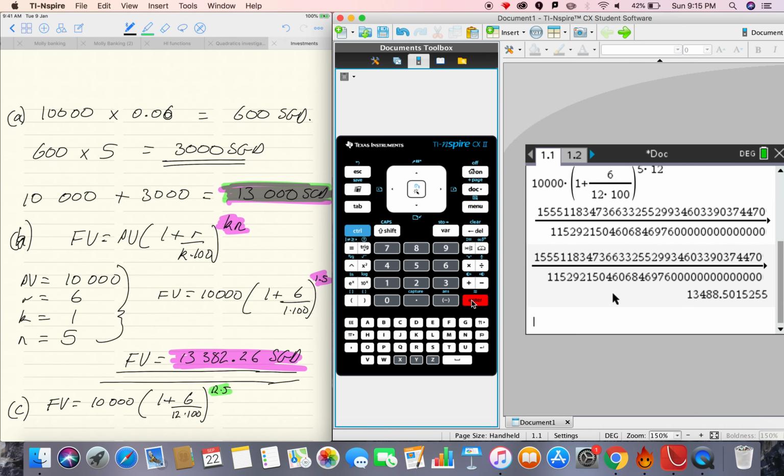All right, and we've got a particular answer now, which is 13,488.50. So if you think about the 3 values we've got here. The first one was simple interest, which just really doesn't exist in today's society, 13,000. The second one was compounded yearly, 13,382, and the final one was compounded monthly, 13,488. So you can see the extras that you're getting by the more compounding periods.